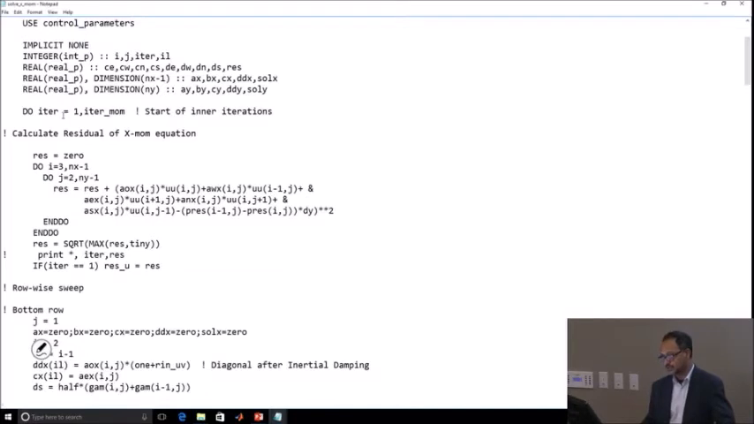Okay, so when this number is 1, the very first time I enter, I'm going to store that residual. I'm calculating it for all cases, but I'm only storing it if iteration is equal to 1, because that's what I'm going to monitor.